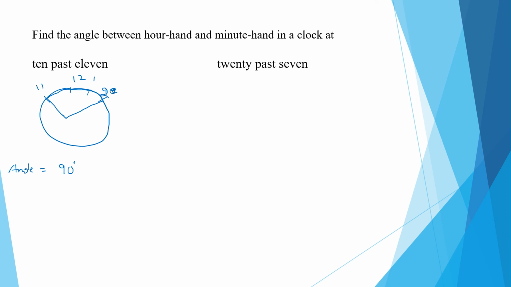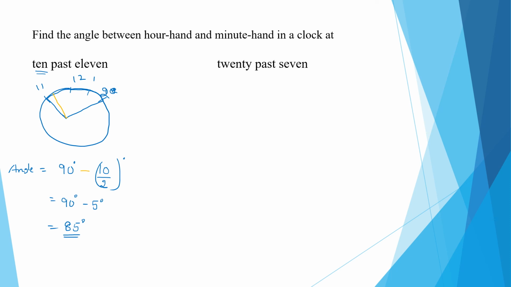But I know that when it is 11:10, the hour hand goes ahead of 11, my angle has to reduce, so I'll do subtraction. So 90 minus the minutes, 10 minutes. I'll do 10 minutes divided by 2, that is 90 degrees minus 5 degrees, that is 85 degrees. So when it is 10 past 11, the answer will be 85 degrees.